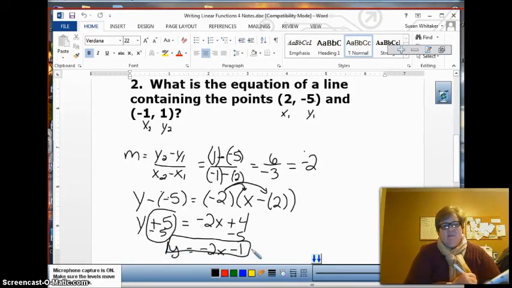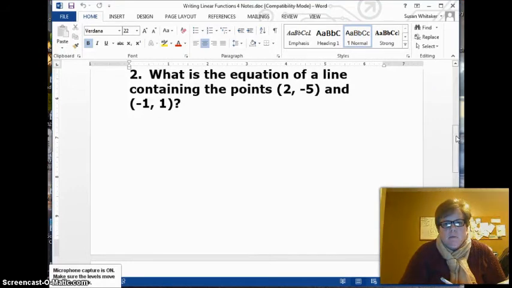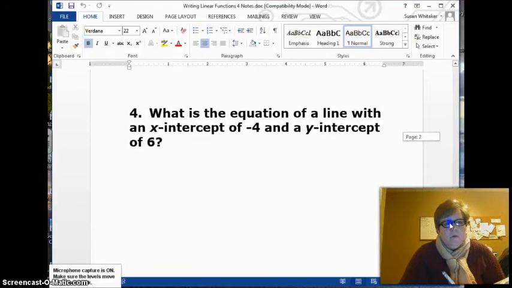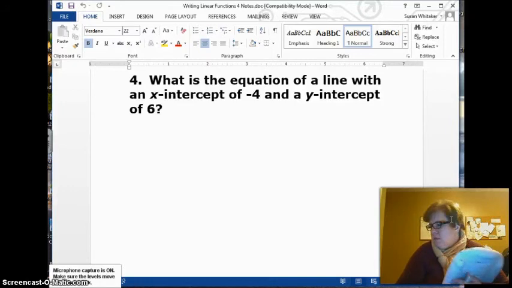All right, let's see what else they've got, because you know they usually sneak one in on us that's a little bit on the tricky side. So let's see. That's just another set of points. Oh, looky here what they've done. What is the equation of a line with an x-intercept of negative 4 and a y-intercept of 6? Now that's a bit different. That's not on my chart. I don't have x and y-intercept on my chart. I have slope and y-intercept. They didn't give me the slope. 2 points. It just says x-intercept and y-intercept. Point and slope.